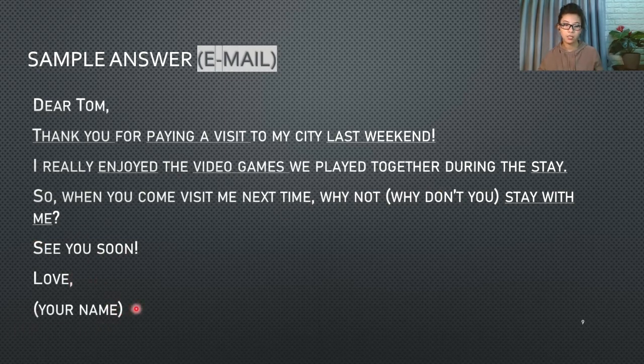Your real name here. You literally put your name in here. These are the underlined, highlighted words. You don't actually have to highlight or underline these with your pen or pencil in your examination. You don't have to do that. This is just for visualization purposes only. So, thank you for paying a visit to my city last weekend.